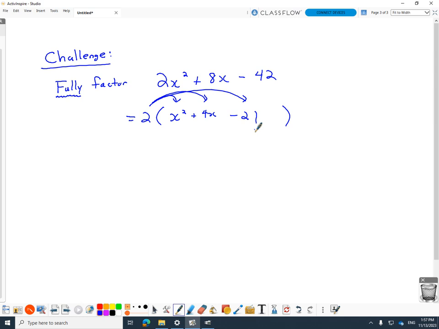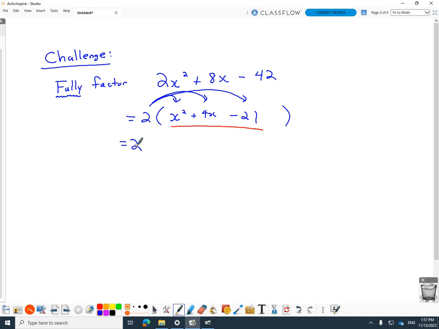Now, if you didn't do any of Friday's homework, you won't know what to do next. But look at this. That's Friday's homework. What two numbers multiply to negative 21 but add to 4? And this is where that multiplication table I gave you might help. Look through and find everything that multiplies to 21. What multiplies to 21?